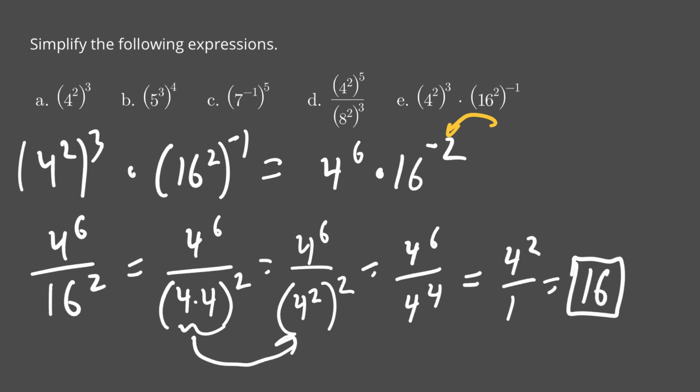You'll notice in this one, I didn't reduce the 4 all the way down to a base of 2. The reason I did that was because both of these share a common base of 4, so you don't have to reduce it further as long as everything matches. But if you chose to go all the way to a base of 2, you would still get the same answer.